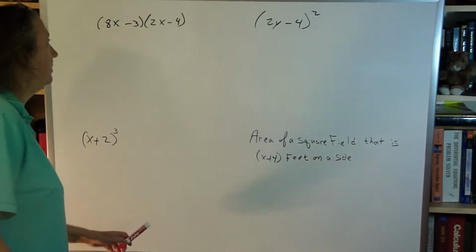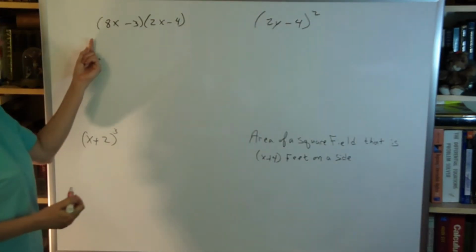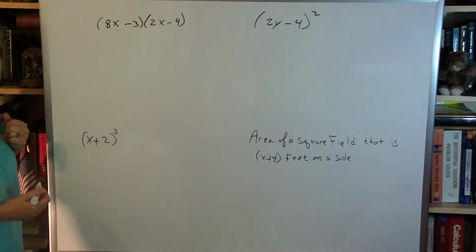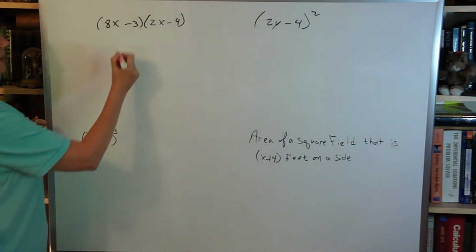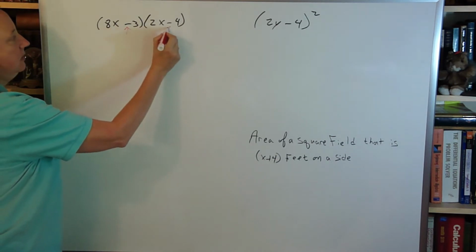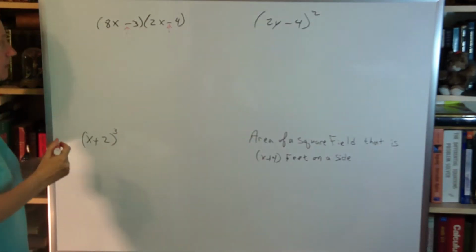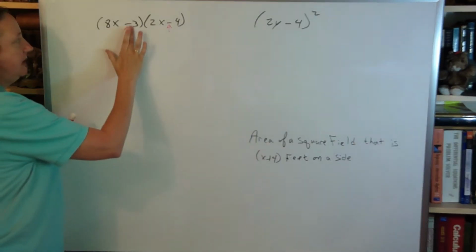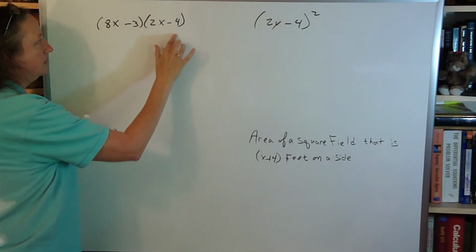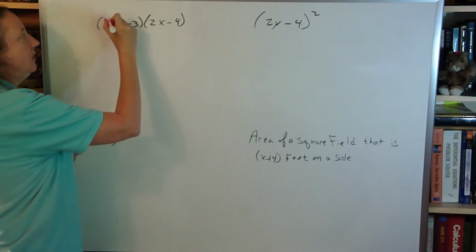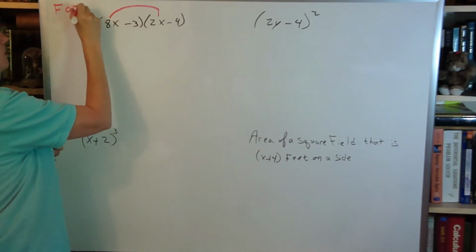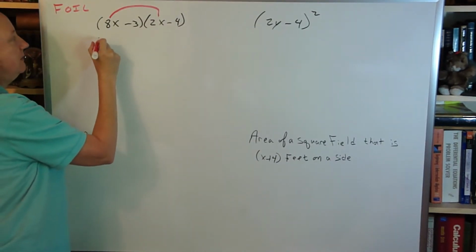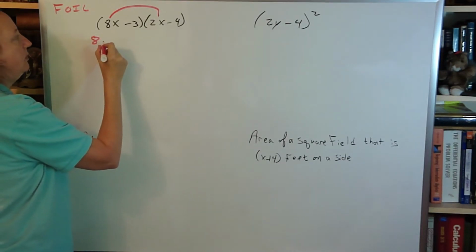Multiplying binomials, we have 8x minus 3 times 2x minus 4. We have minus signs in the middle for each of these, so we're going to find out what to do with that. It's the same process, first times first. So we have 8x times 2x.